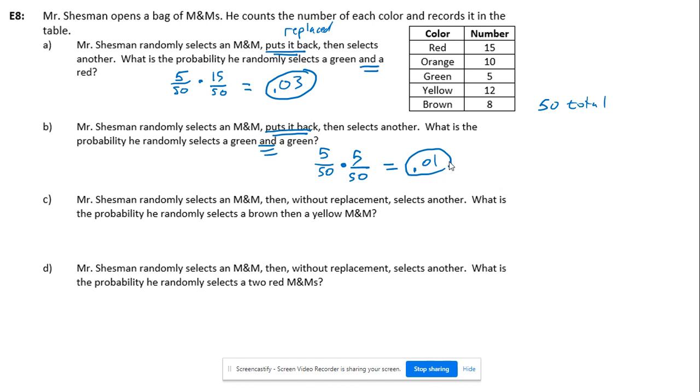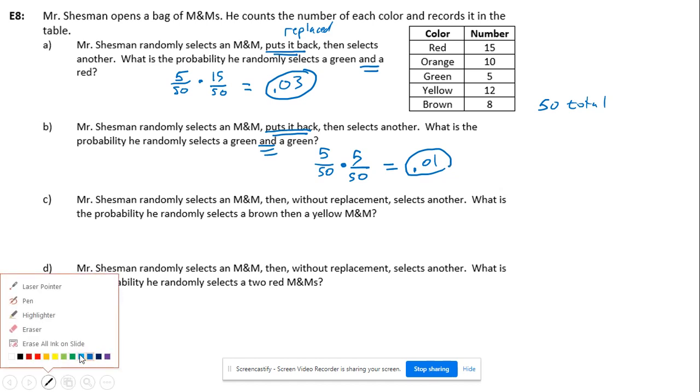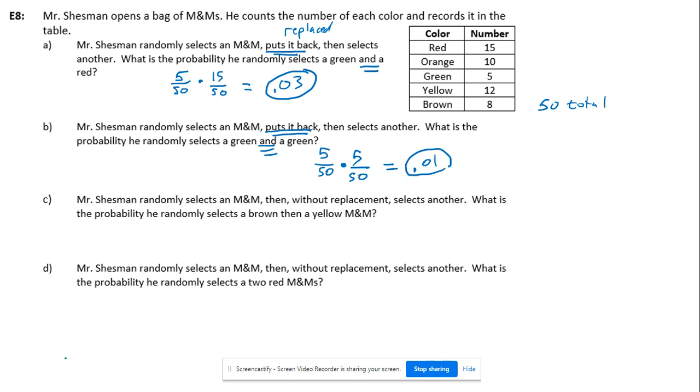Now, in letter C, notice those key words that it says here. All of a sudden, it's going to say without replacement. So I'm selecting an M&M and I'm not putting it back in. It's like I'm popping it in my mouth and eating it, or putting it on the desk next to me. When I don't replace, that changes things for the second probability. So what is the probability I select a brown? "Then" is a word that means "and." Select a brown and then a yellow.